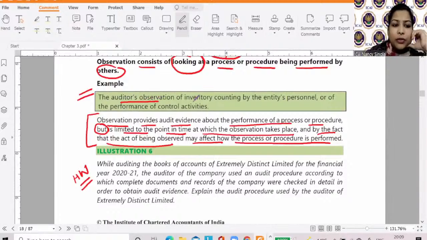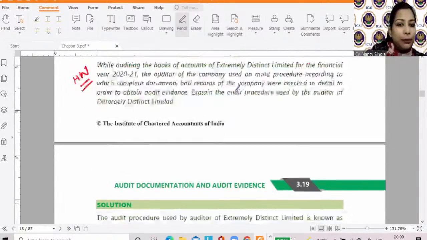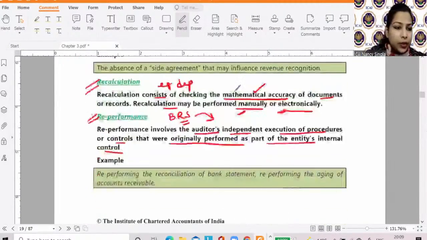See, auditor's observation of inventory counting by entity's personnel or of the performance of control activities: how the internal controls are actually working, or how the inventory has been counted. The auditor will observe that. How will he observe that? The process has been performed by others and he'll just have a look at that process. Okay, I hope Charu, your doubt is clear. Sonu, your doubt is clear, and Priya, your doubt is also clear.